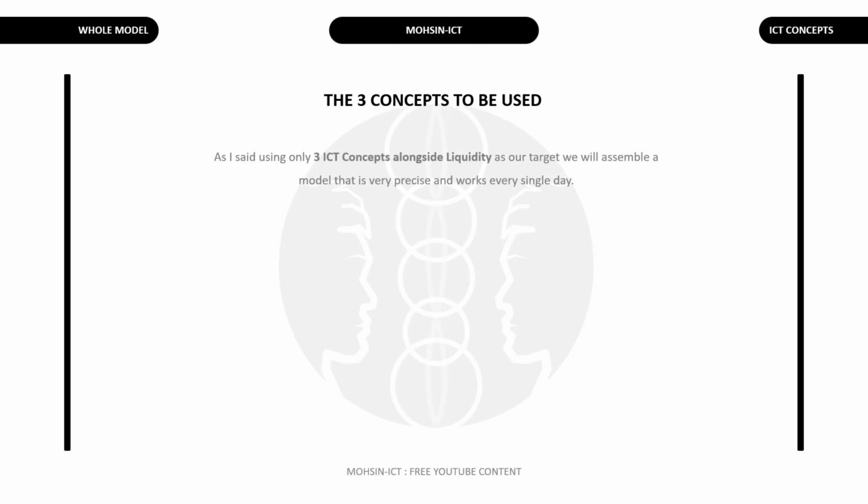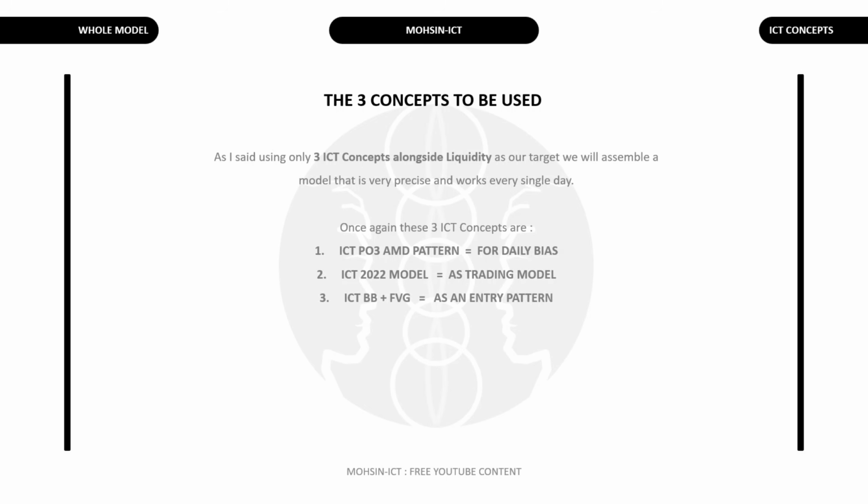As I said, using only three concepts alongside liquidity as our target, we'll assemble a model that is very precise and work every single day. Once again, these three concepts are ICT P03 AMD pattern. We're gonna use it for our daily base or market direction, in which we're gonna look at the higher time frame formation and do the research on our manipulation phase on lower time frame. Then we have ICT 2022 model, and then we have ICT fair value gap entry pattern. I'll briefly explain each of these in the next slides with a couple of examples. Then we'll jump straight into the model and see how we can use it.